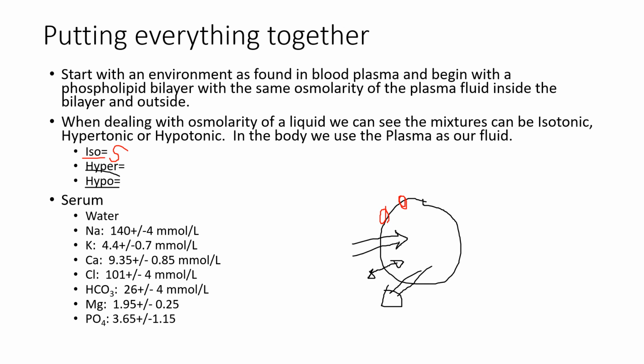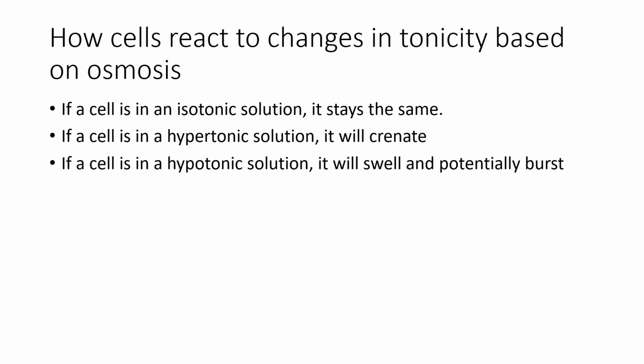And so that's actually when we're dealing with the osmolarity of a liquid, we can see what happens if it's isotonic, hypertonic, or hypotonic. And I am actually giving you this area that tells you how much of what you have. Inside the cell and outside the cell, it will be different, but I don't want to get into that until later. Okay, so tonicity and how this affects osmosis.